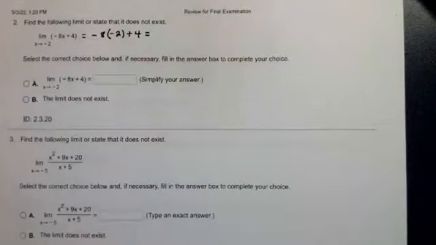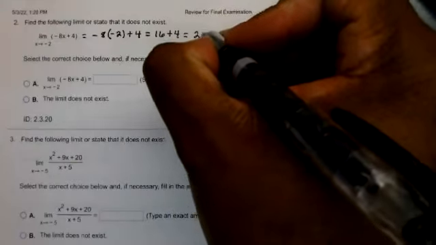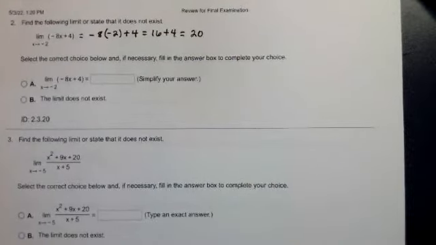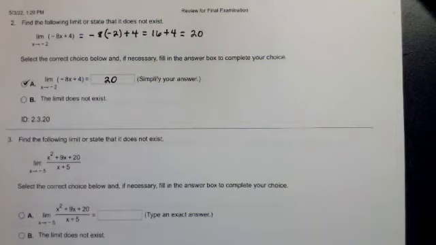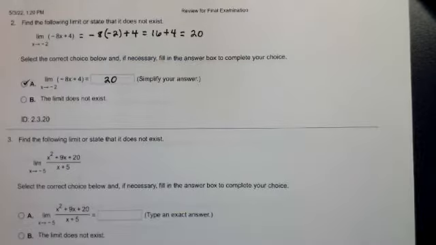Now, -8 times -2 will be 16. And then 16 plus 4 ends up being 20. So the limit as x approaches -2 of -8x plus 4 ends up being 20. So with that one, we just applied direct substitution because it is a polynomial function, or to be more exact, a linear function.